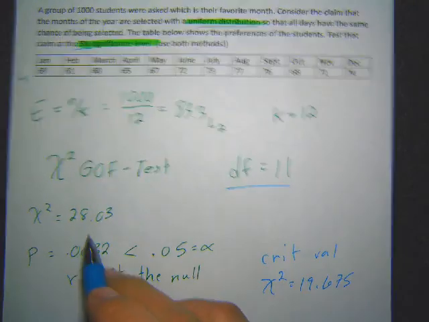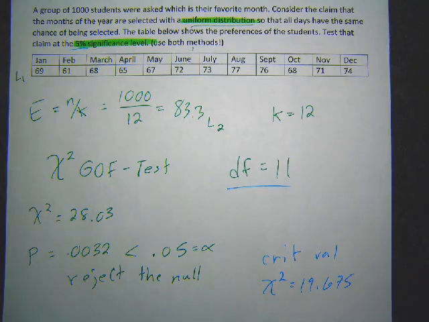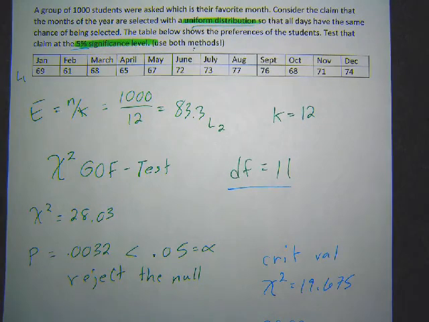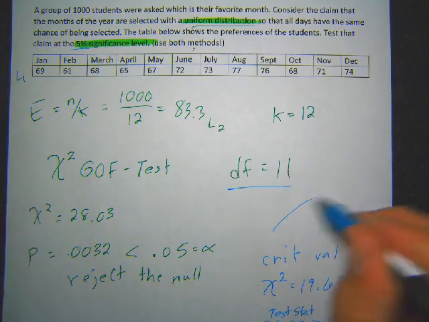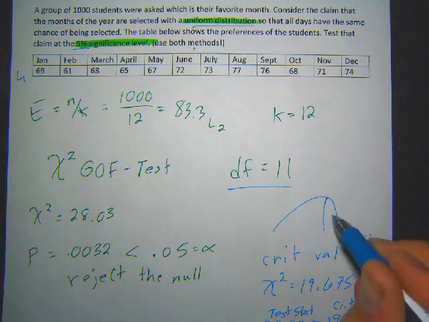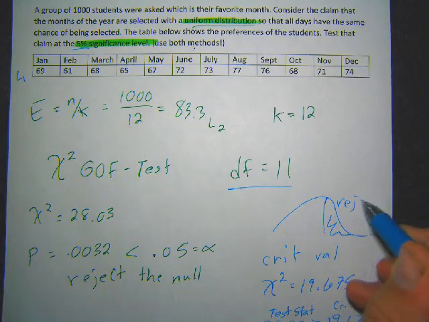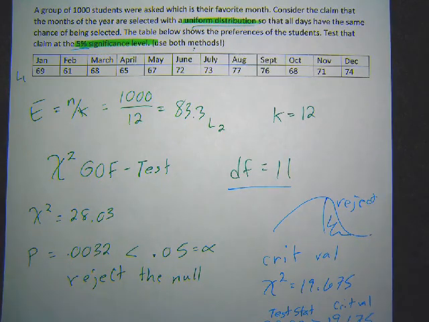And since we got 28.03, so 28.03 is bigger than that 19.675, because this is a test statistic. This is a critical value. That means, since we're always doing a right-tailed test, we'd be in this rejection region. And so we'd reject the null.